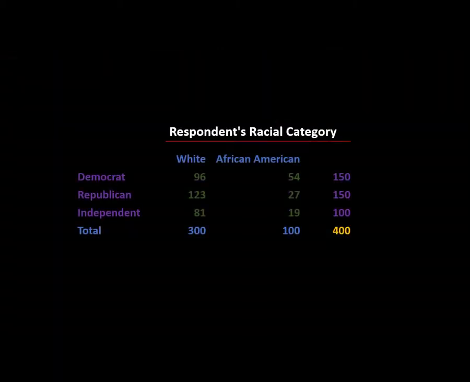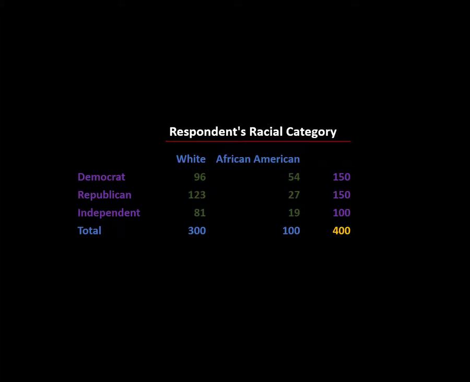Okay, so this table shows the relationship between a survey respondent's race and his or her political party. By convention, we set tables up so that the independent variable is in the column position and the dependent is in the row position. Each of the cells shows the number of respondents in both categories. So there are 96 white respondents who identified as Democrats. There were 54 African American respondents who identified as Democrats, etc. These values shown here in green are called the cell counts or observed values.